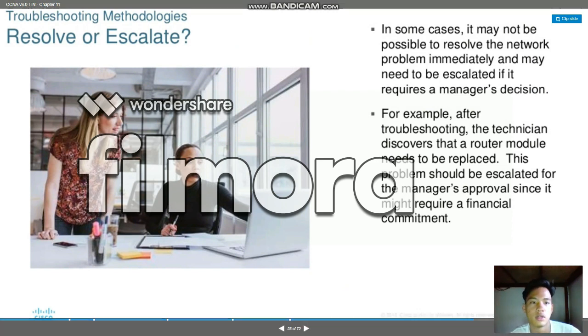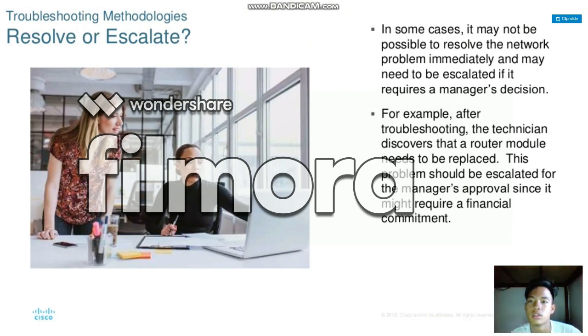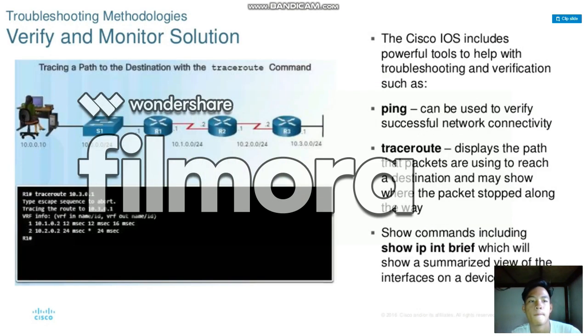So, resolve or escalate. In some cases, it may not be possible to resolve the network problem immediately and you may need to escalate it if it requires a manager's decision. Verify and monitor solution. Cisco IOS includes powerful tools to help with troubleshooting and verification, such as ping, traceroute, and show ip interface brief.